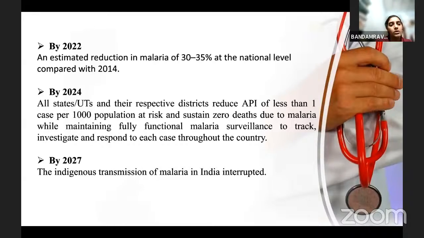By 2024, all states and union territories and their respective districts reduce annual parasite index to less than 1 case per 1,000 population at risk and sustain zero deaths due to malaria while maintaining fully functional malaria surveillance. By 2027, the indigenous transmission of malaria in India is interrupted.